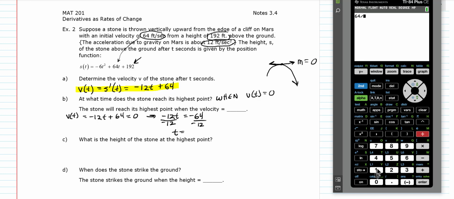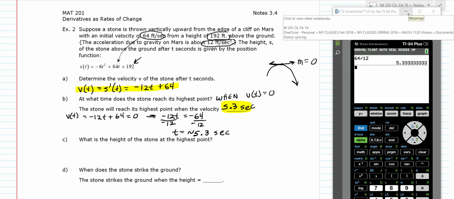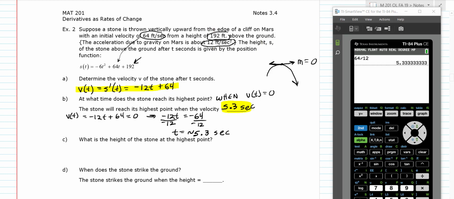So 64 divided by 12 is going to end up being about, we'll just round that off to about 5.3 seconds. All right, so that would be the answer to that approximately. All right, so that's how you figure that out with calculus methods. So we now know how long it's going to take, based on that position function, for it to reach its height. Okay, the next question is, what is the height of the stone at its highest point?